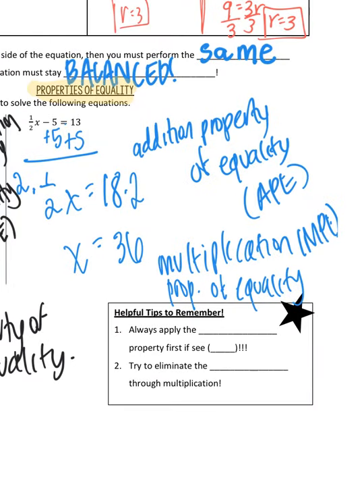Just some helpful tips as we move on to the next page and we solve some equations. First things first, make sure you always apply the distributive property first. So if you're seeing parentheses, make sure to distribute. And then you can always try to eliminate the fraction using multiplication. We will go over that a lot on our next page. Go ahead and flip it on over.